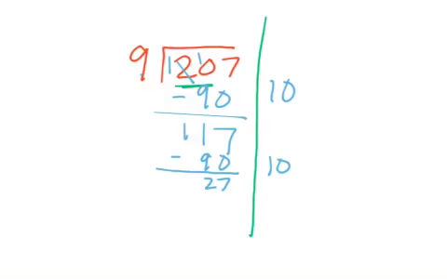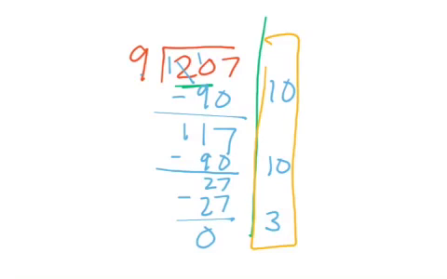I need to think about a fact that comes at 27 or less than 27. So, I have to think about my 9 facts. 9 times 1 is 9. 9 times 2 is 18. 9 times 3 is 27. So I'm going to multiply 9 times 3, and I get 27. And again, I'm going to subtract, and I get 0. So I can stop now. In order to find my quotient, again, I have to take all these pieces, add them up, and I'm left with 23.